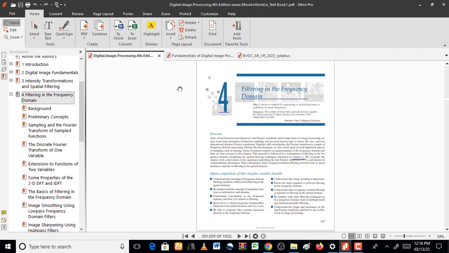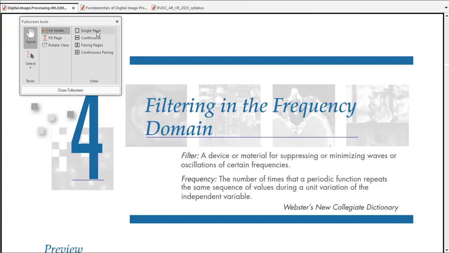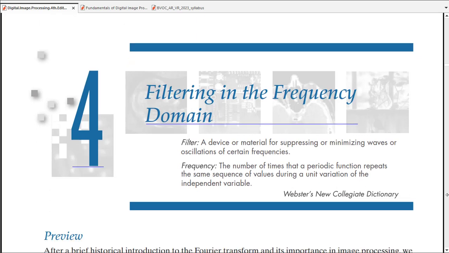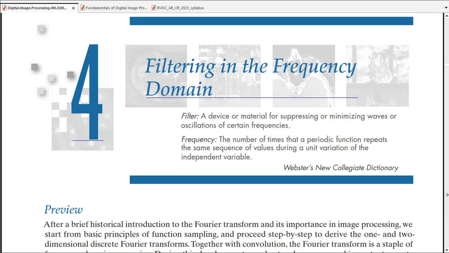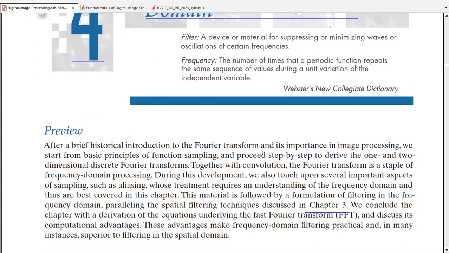In this concept, I will first cover the spatial domain. What is the major work of frequency? The number of times that a periodic function repeats the same sequence of values during a unit variation of the independent variable is called a frequency. Here you will come across many transformation techniques, like translation, scaling, and rotation.